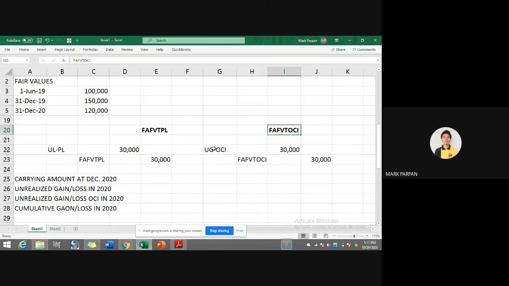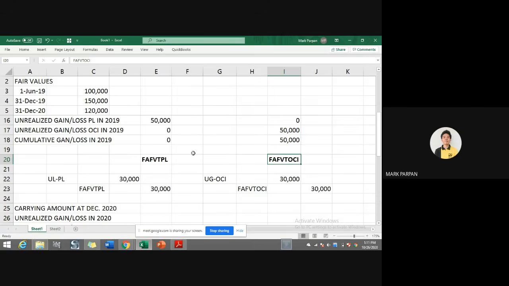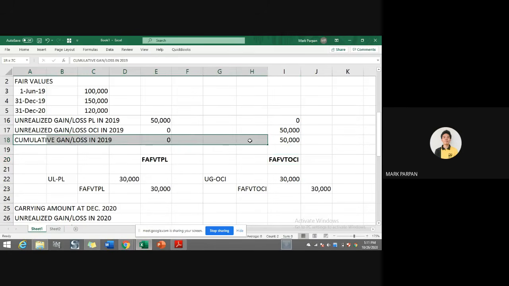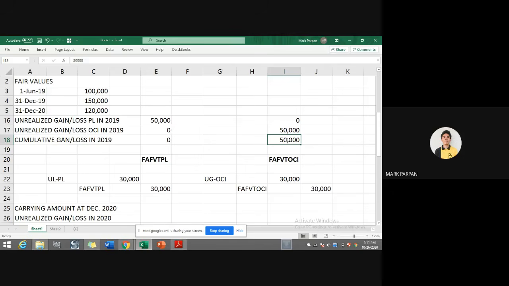We debit unrealized gain, because again, this is a cumulative gain or loss. We have a balance of 50,000 last year. So since there is a 50,000 balance last year, the unrealized gain can cater to the 30,000 decrease. So therefore, we decrease the unrealized gain OCI by 30,000, and credit FVOCI for 30,000. Okay?